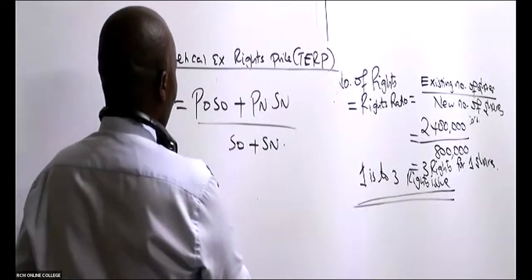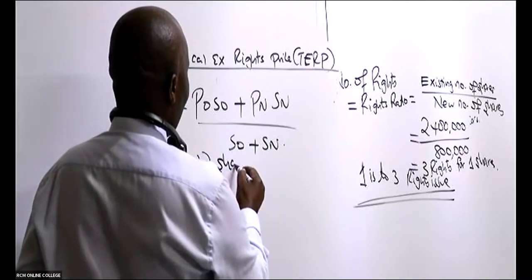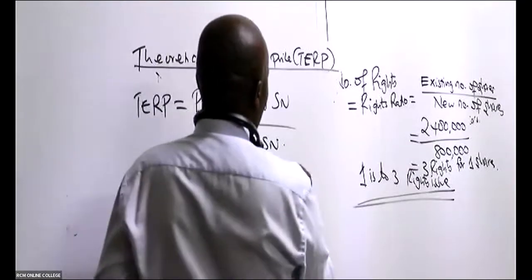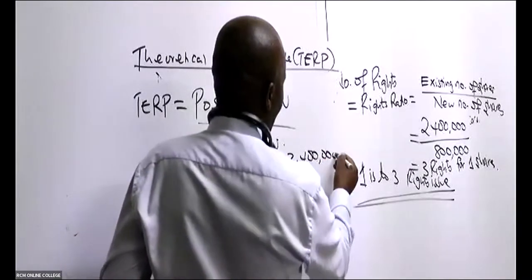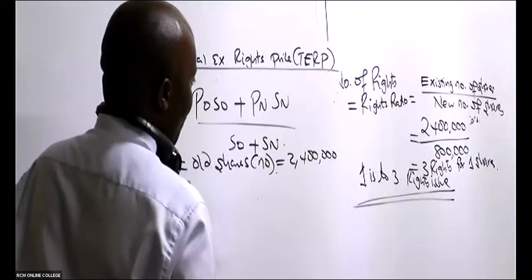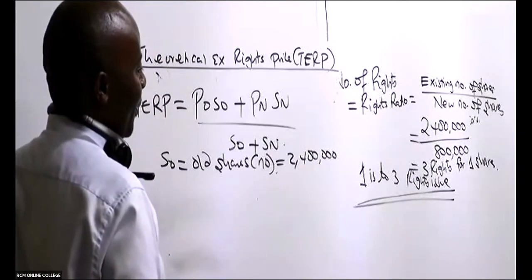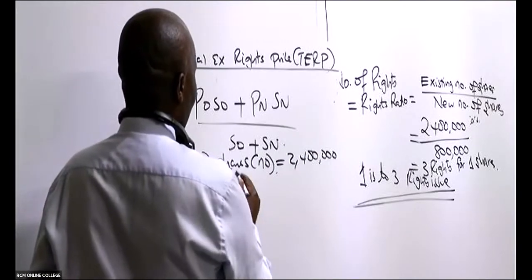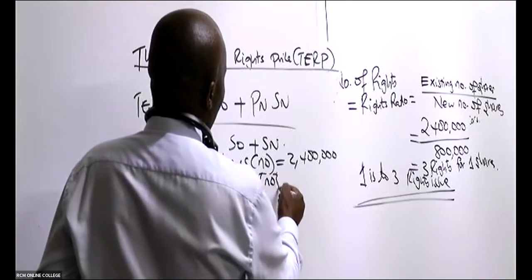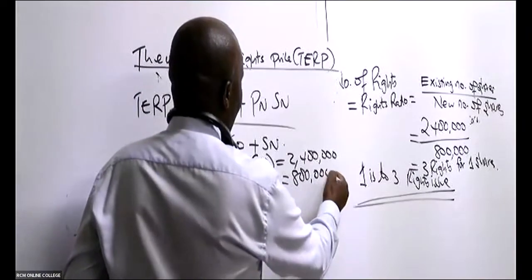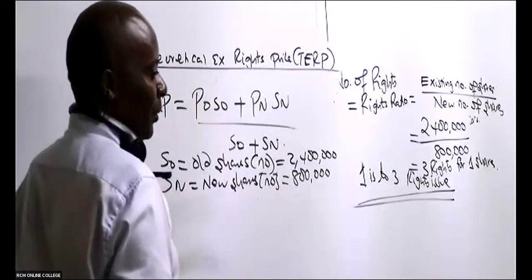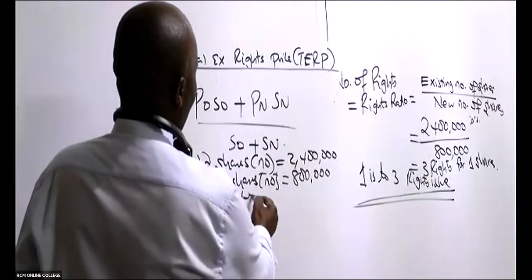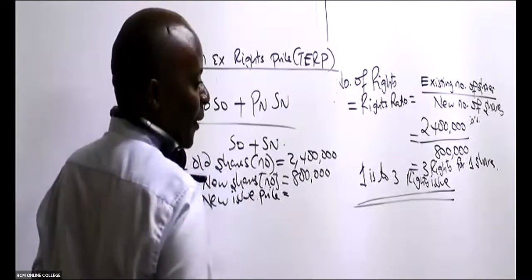So remember, SO represents the number of old shares, which in this case are how many? 2.4 million. Then we have SN, the number of new shares. You gave me a figure of 800,000. PN is the new issue price. Do you remember the new issue price?